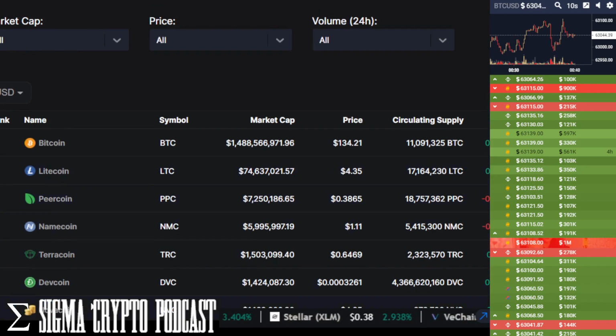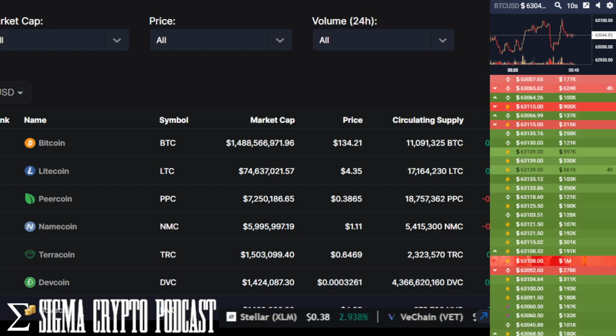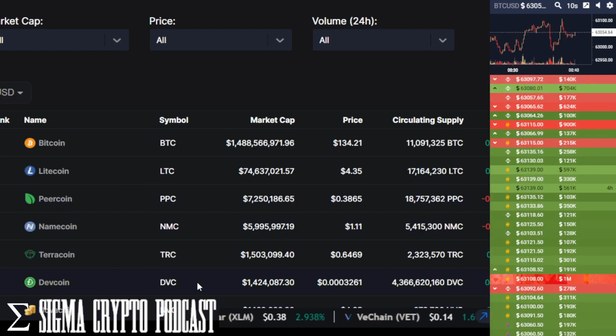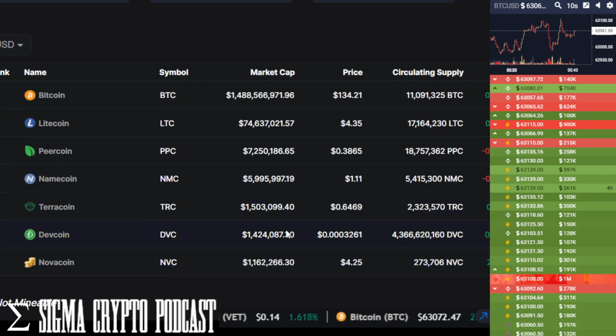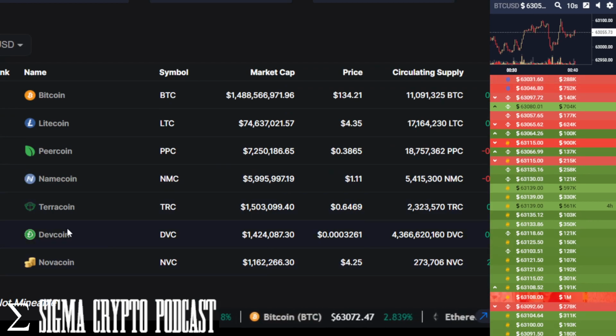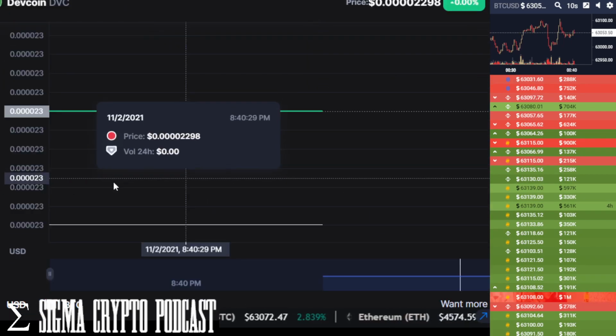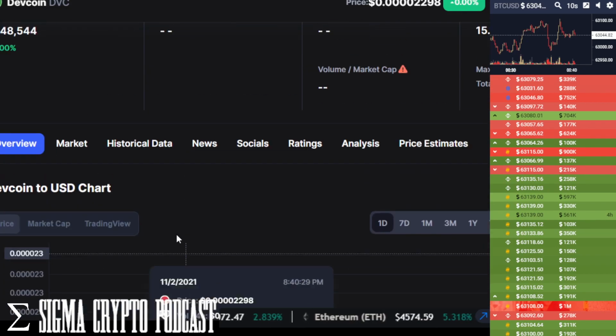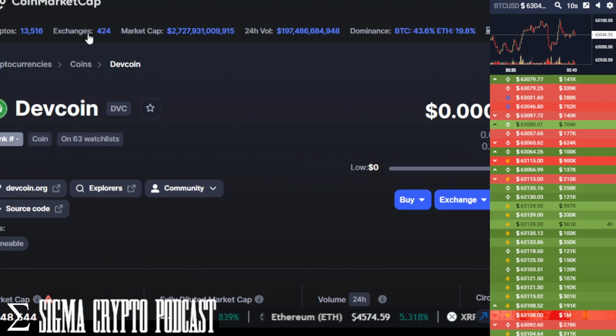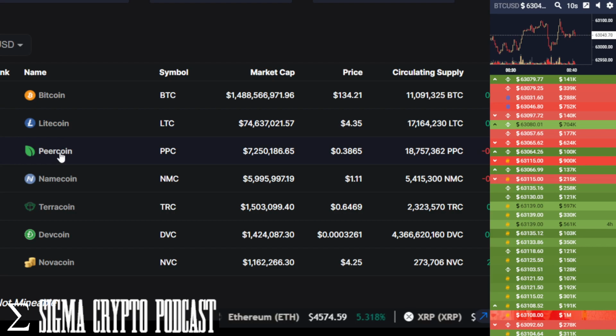None of these exist anymore, right? TerraCoin, DevCoin. This is what the market looked like. Bitcoin was $134. Litecoin was $4. And these other trash coins, they don't even exist. You literally can't even buy them anymore. What exchange is this even on? This coin is dead. Doesn't exist.